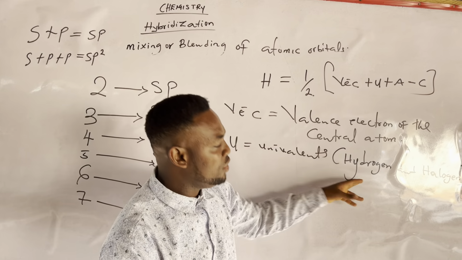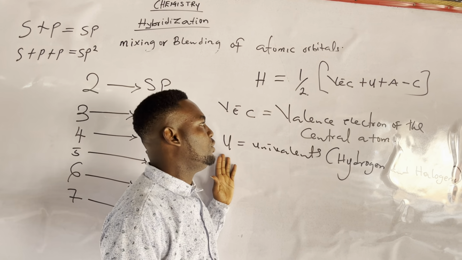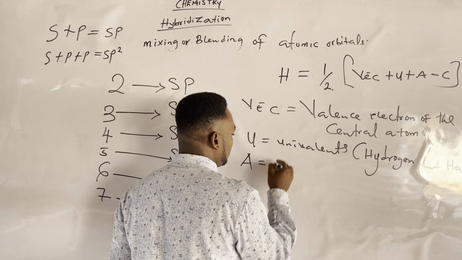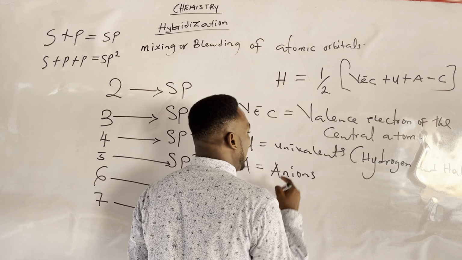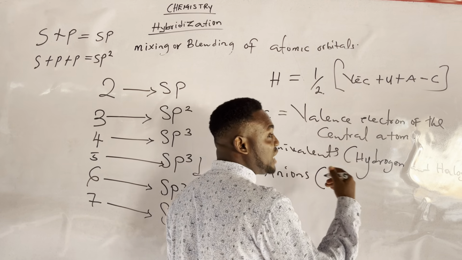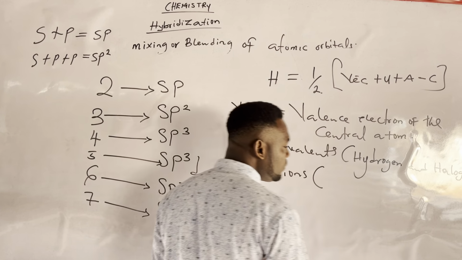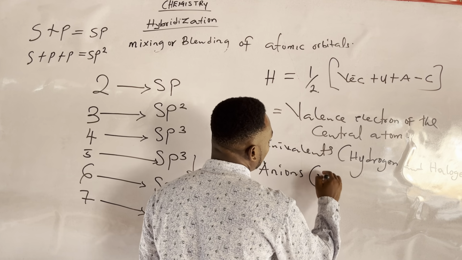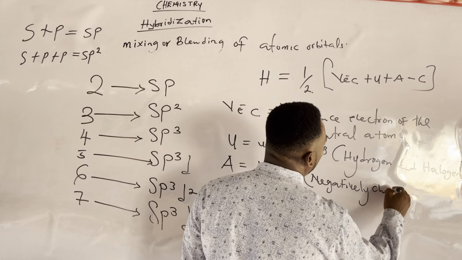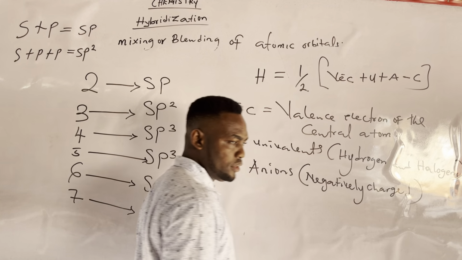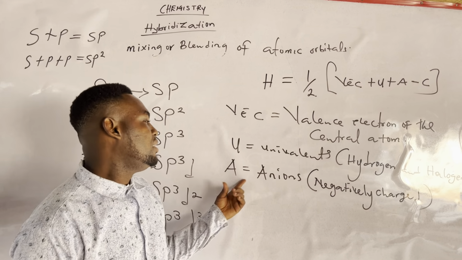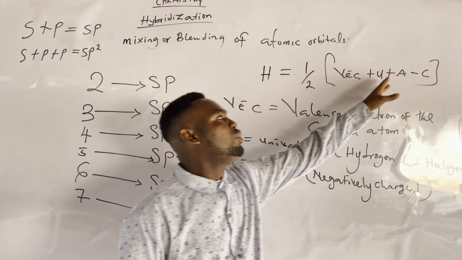If hydrogen is there, you ask yourself how many. That is your U. What about the A there? The A there stands for what, class? Anions. And of course, from the basis of chemistry, anions are what? Are they negatively charged or positively charged? We said that anions are what, class? Negatively charged ions. So if there is a negative charge in the molecule you want to find the hybridization of, that is what you take as your anion. And what do we do to the anions?